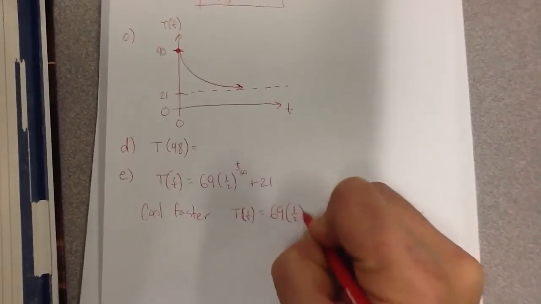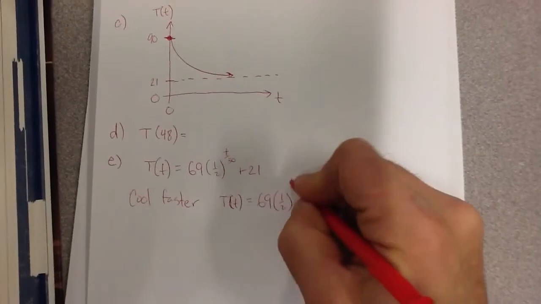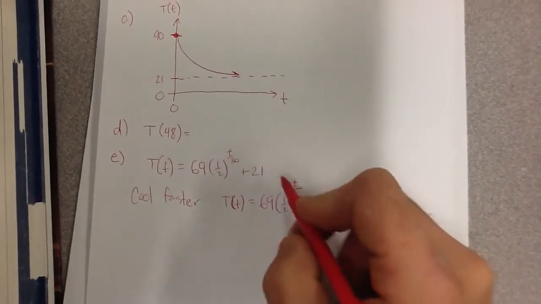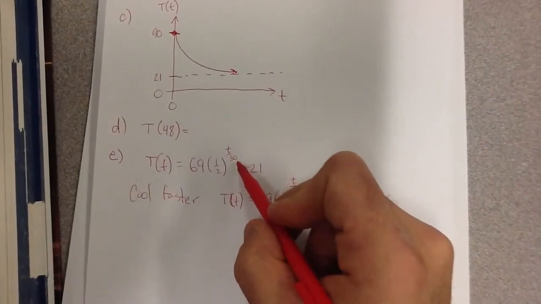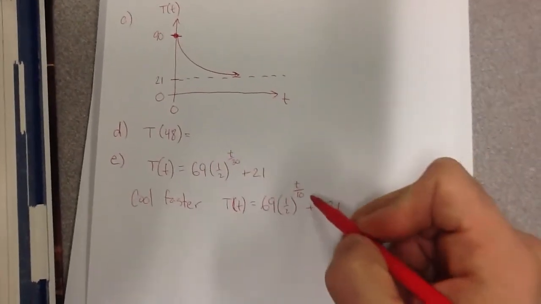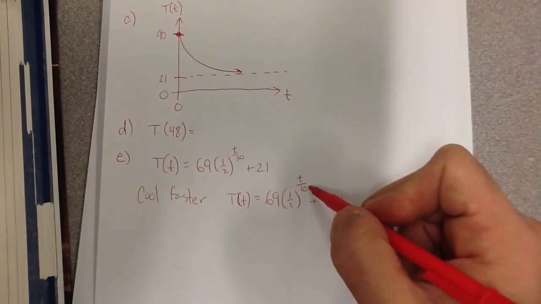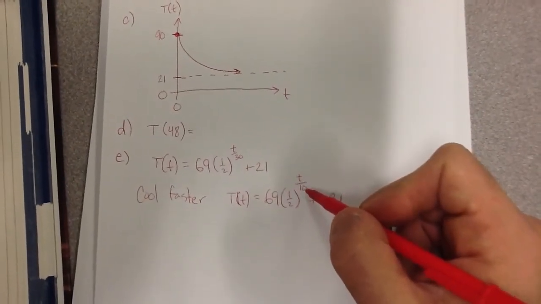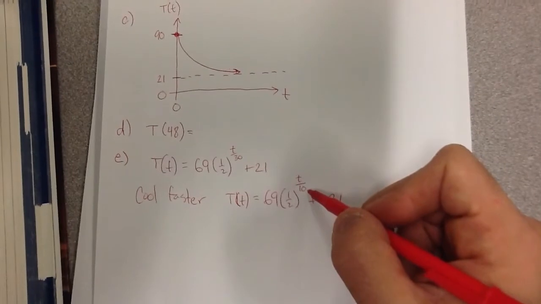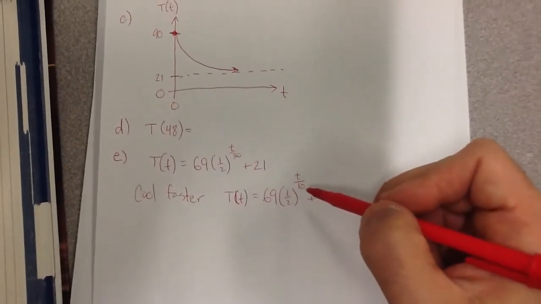The only way that happens quicker is if your t is over a number smaller than 30. So for instance, I could have t over 10. Maybe we're outside or something like that, or maybe the coffee cools quicker. Well, this is happening every 10 minutes rather than every 30 minutes. Okay, this would cool faster.